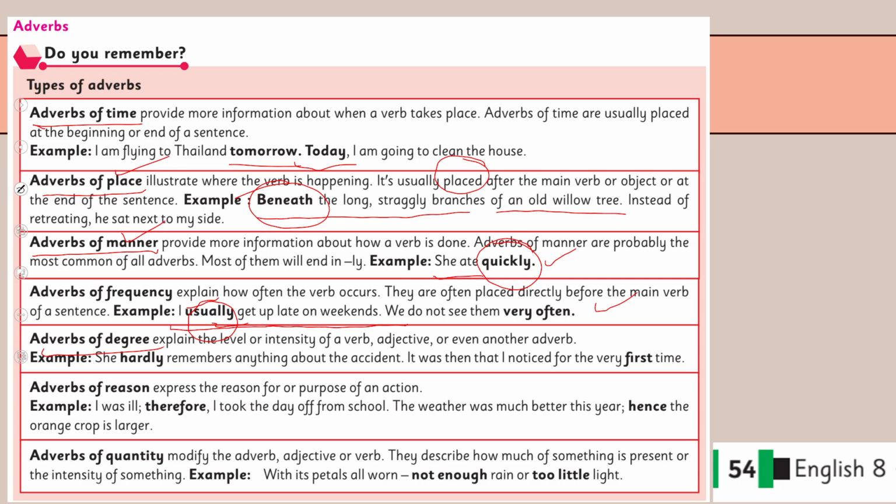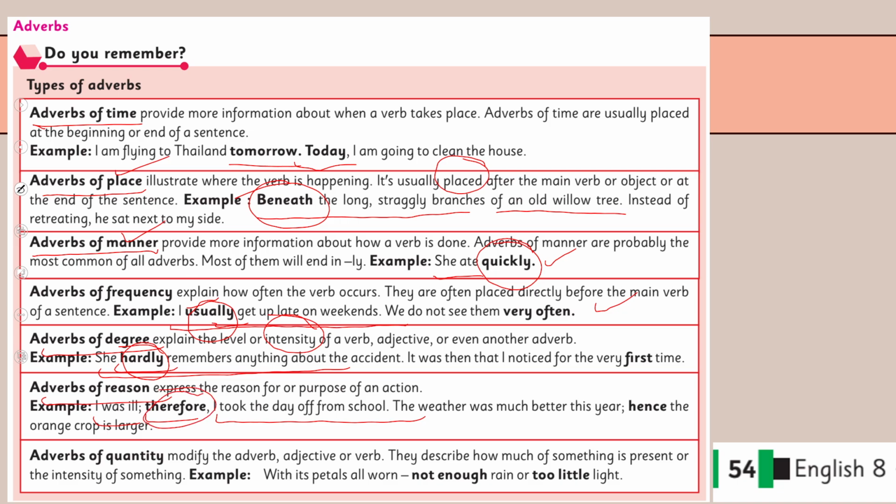We have adverbs of degree, explaining how something happens, in what intensity. Yes, either it's in a low intensity or harsh or something bigger. So she hardly remembers anything about the accident. She hardly remembers. It shows that the memory is very problematic now. So this is adverb of degree. Adverb of reason tells us the reasons. I was ill, therefore I took the day off from school.